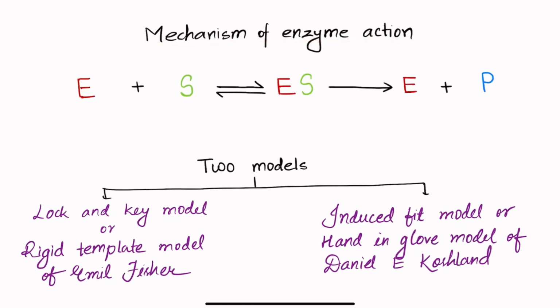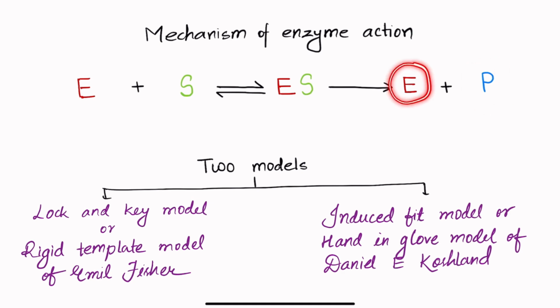Mechanism of enzyme action. Mechanism of enzyme action refers to the way an enzyme acts on a substrate. Let's say this substrate right here binds with enzyme E. Once the substrate binds with enzyme E, it forms an enzyme substrate complex. The enzyme brings about changes in the substrate and finally forms a product.